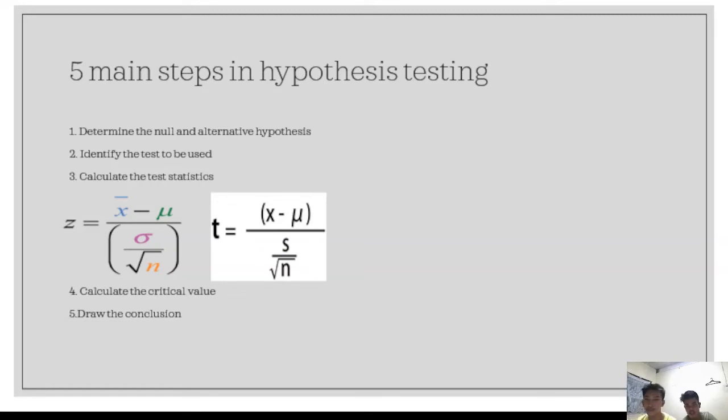So we have here the formula that we can use to solve the hypothesis testing, which is Z is equals to x bar minus mu all over parenthesis sigma all over square root of n, and t is equals to parenthesis x bar minus mu all over s all over square root of n. The fourth step is calculate the critical value, and the last step is draw the conclusion.